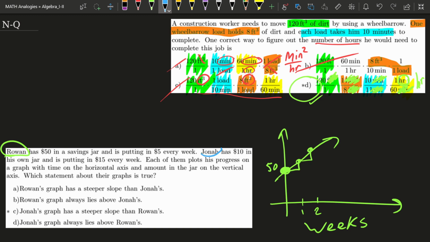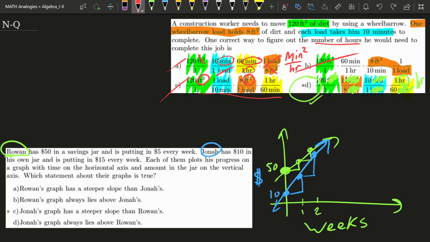Now Jonah, on the other hand, only starts out with a measly $10. That's not super great. However, he puts $15 in every week. So waiting 1 week, instead of only going up by 5, we now go up by 15. Hey, that's not too bad. And then we wait another week and we go up by another 15. Whoa, that's super cool. So when we draw that line, it's going to be much steeper because every week we wait, we go up higher. So we go up by 15 instead of 5.